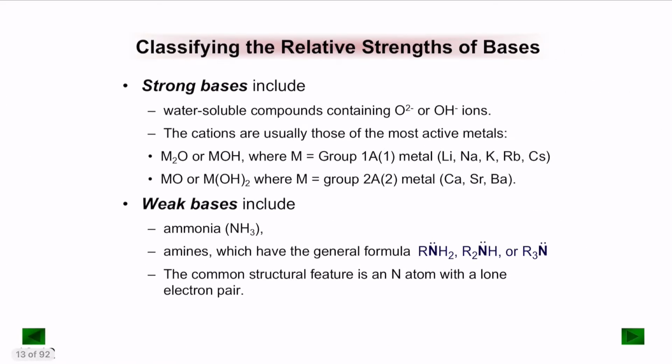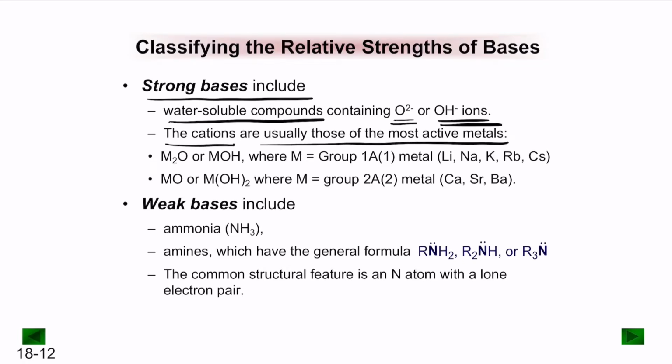Next you have bases. How do you classify the relative strength of bases? What are the strong bases? They include water-soluble compounds containing O2- or OH- ions. The cations are generally the most active metals. An example of that can be in the form of M2O or MOH, where M can be a group 1 element like lithium, sodium, potassium, rubidium and cesium, or MO or M(OH)2, where M can be group 2 elements such as calcium, strontium and barium. So these are strong bases.